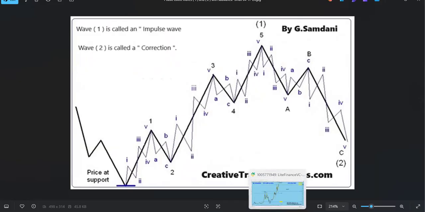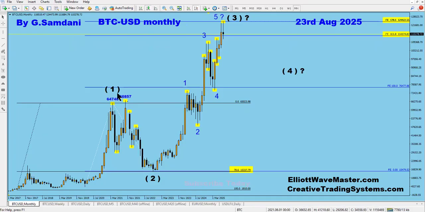So here you can see that this is exactly what happened. So far we have wave one and wave two. If you pull the Fib from here to here, this is a 78% retracement, so that is a perfect wave two. Then wave three is usually around 161%, more or less. If you measure between wave one and two, wave three started from here and went straight up, and as of today it is a little above 161.